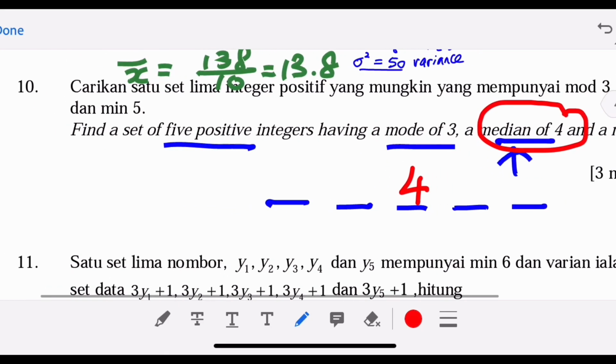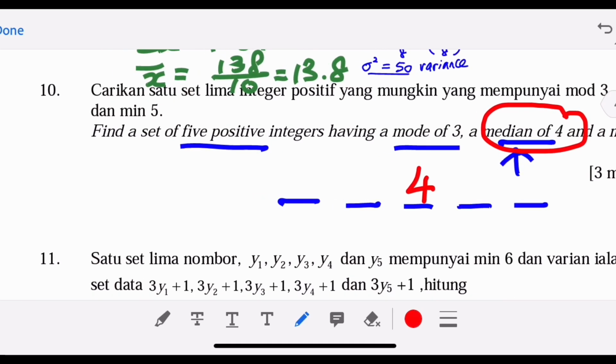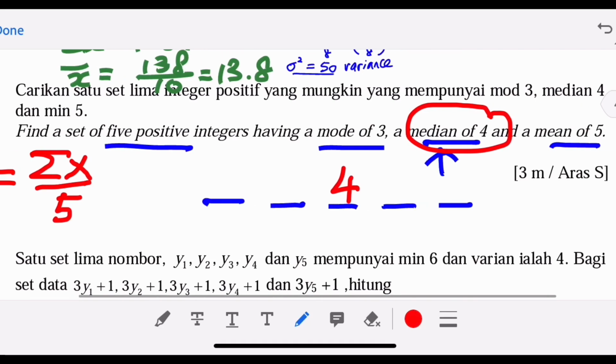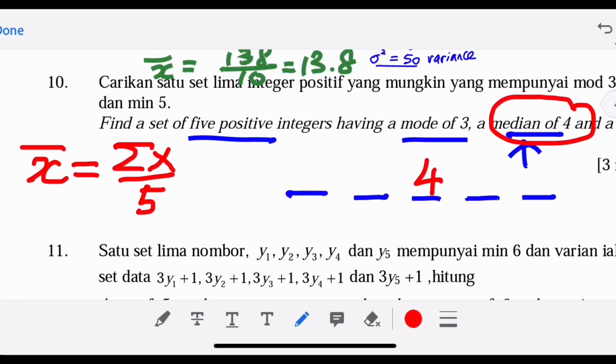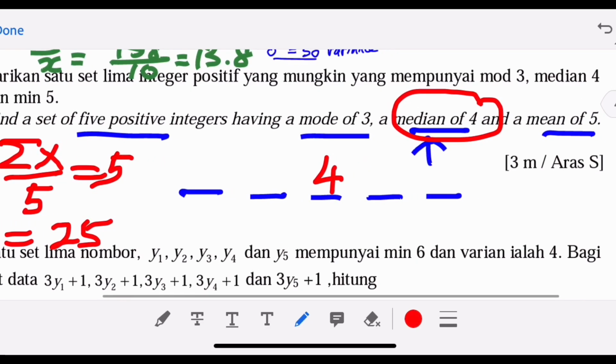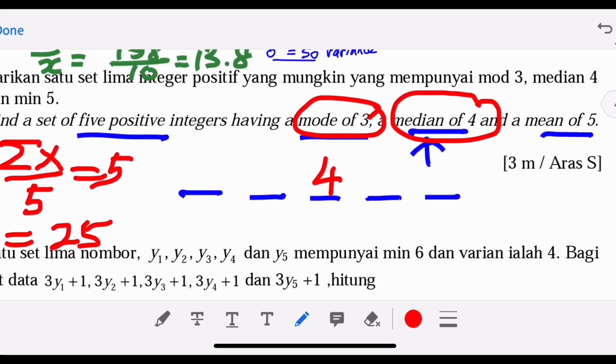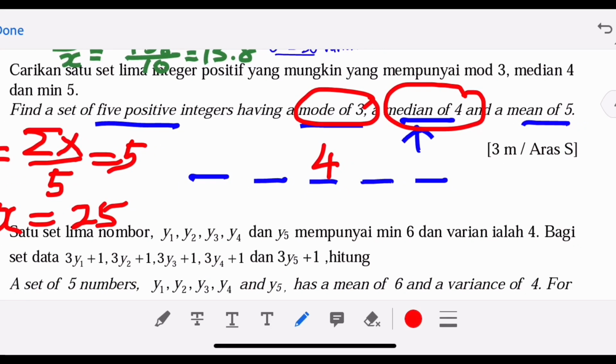Okay, in order to get the mean, which is 5, we have 5 numbers, so from there we can find the total summation of the 5 numbers, isn't it? So it's 5 times 5, which is 25. So now we need to focus on the mode, which must be 3, so that means we need to have at least 2 threes.